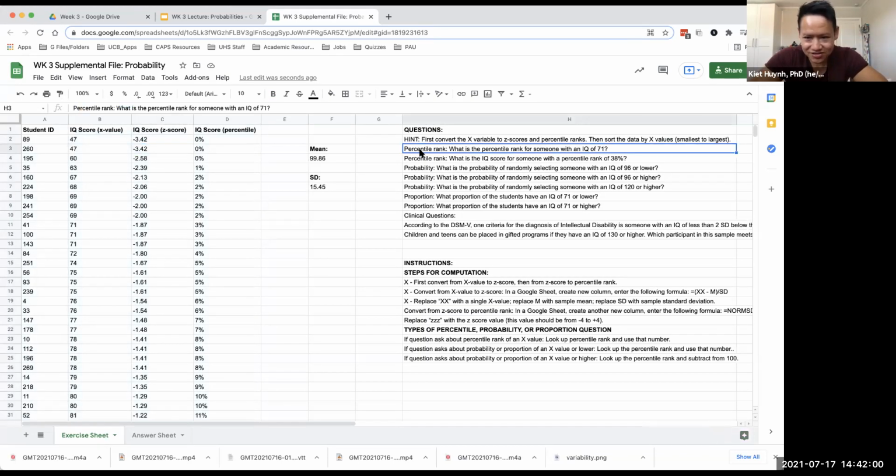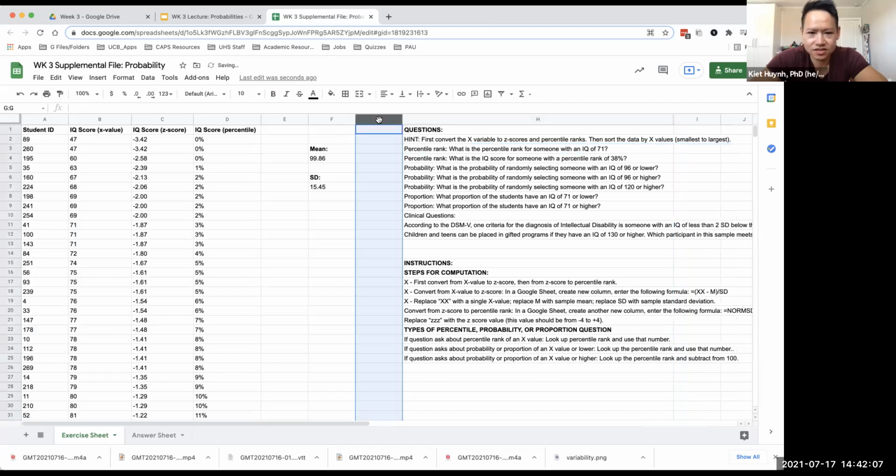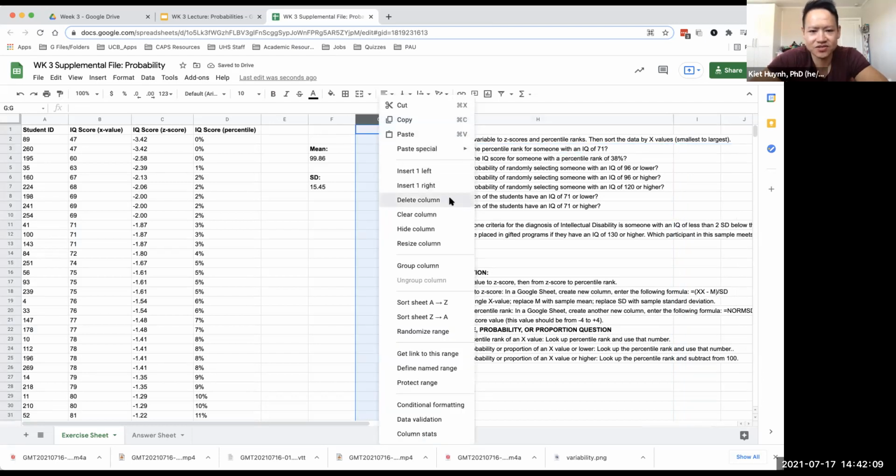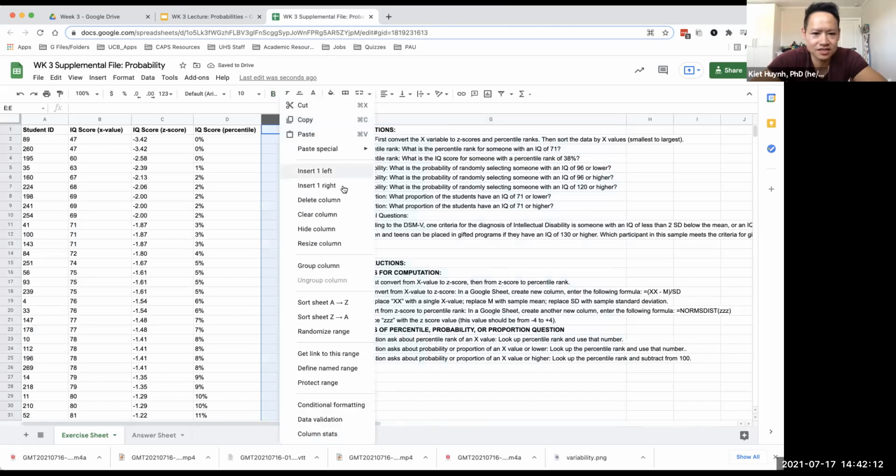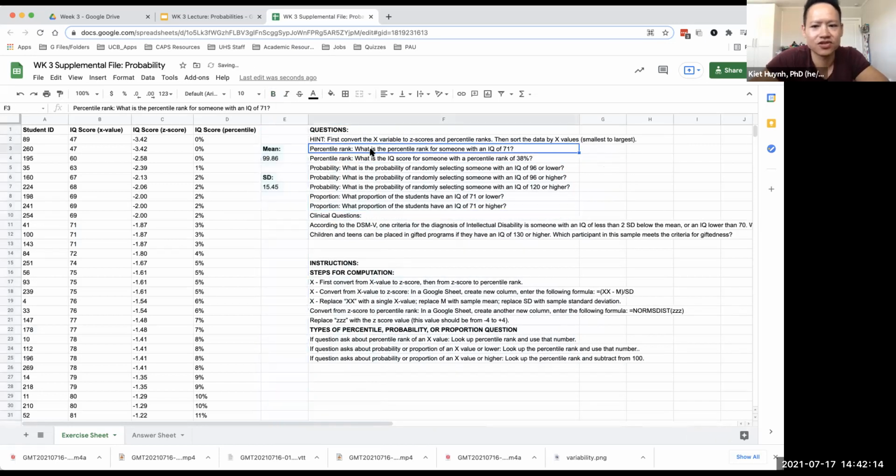All right, so now we can answer these questions. Let me pull this over, delete this, just so we can get everything to fit on one screen. Oh, here's the question. What is the percentile rank for someone with an IQ score of 71? So here we're looking for percentile rank.